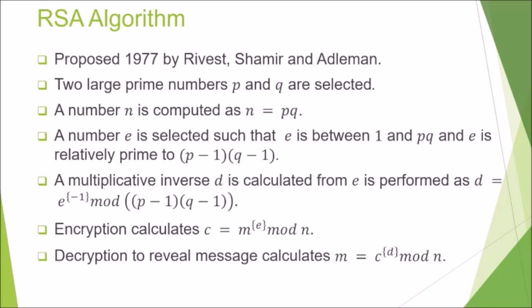Now, let's discuss the RSA algorithm. This was developed by three people: Rivest, Shamir, and Adleman. Consider we have two large prime numbers p and q. A number n is computed, that is n equals pq. Now, a number e is selected such that it's relatively prime to p minus 1 times q minus 1, and then a multiplicative inverse is computed on top of this. Now, the encryption calculation is m to the power of e mod n. To decrypt and reveal the message, we'll use c to the power of d mod n.